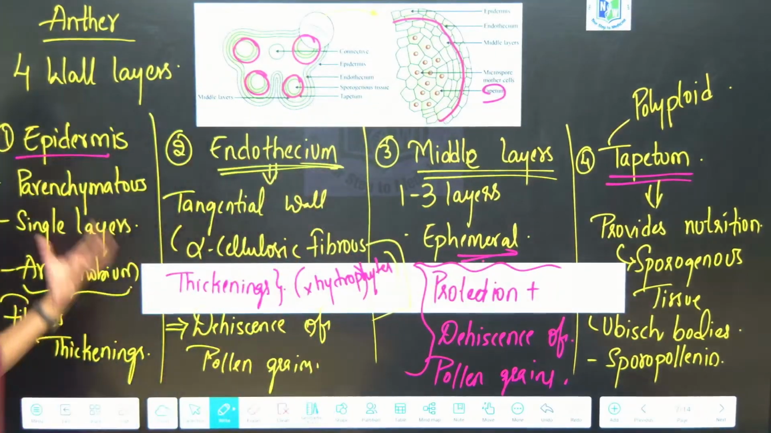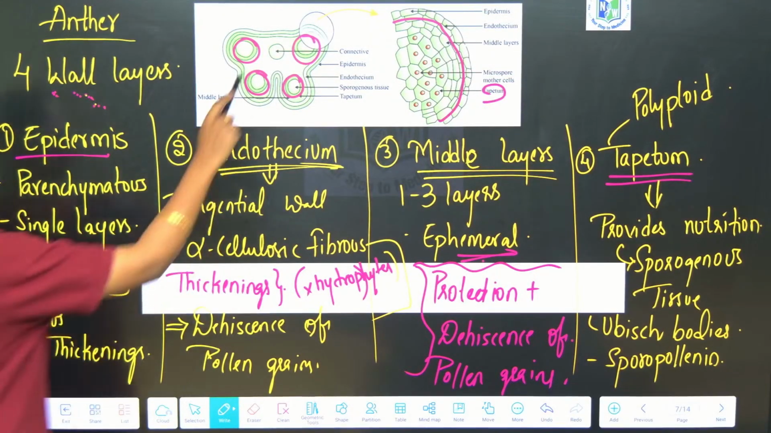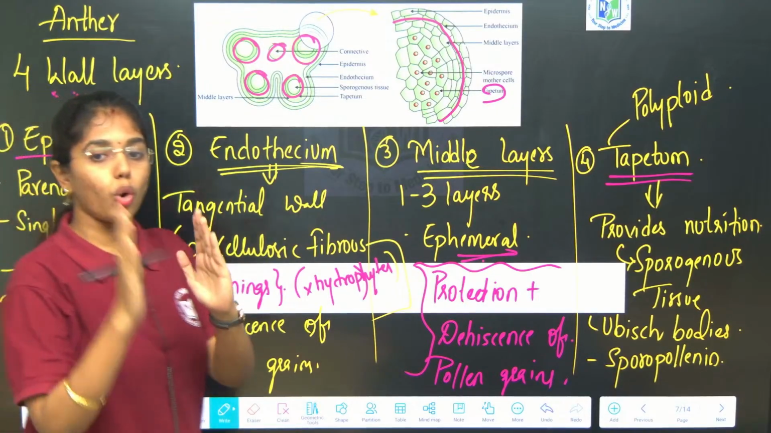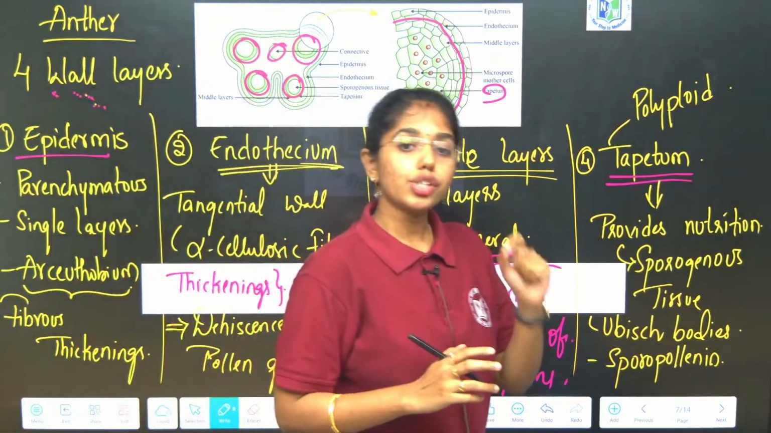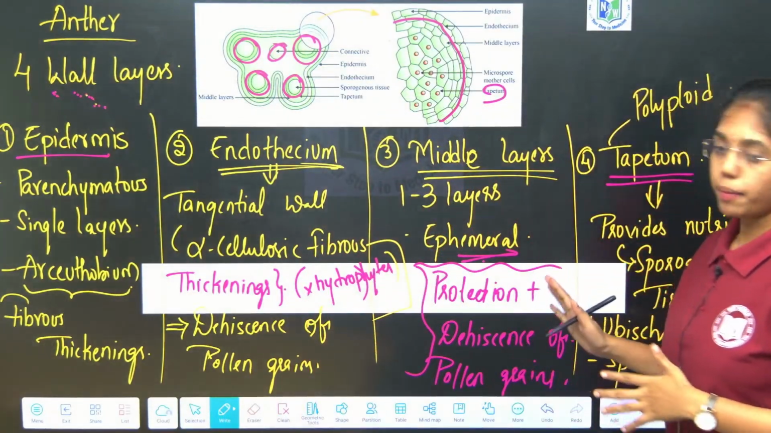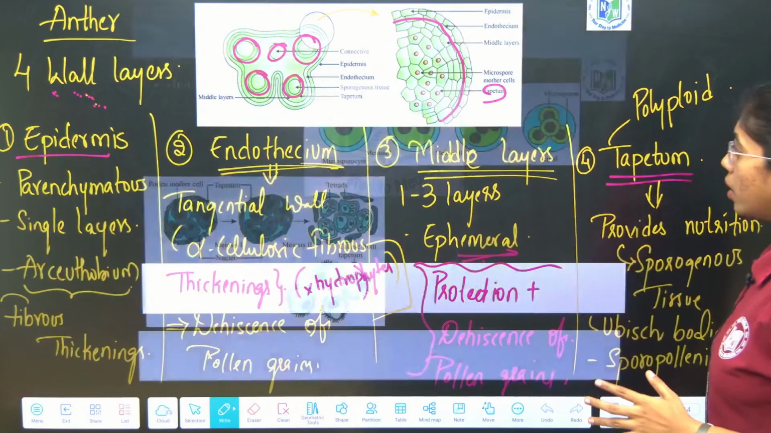This is the complete description of the 4 wall layers of the anther. And I have already told you about the connective tissue, which is present at the center connecting 2 lobes of the anther, which is a sterile vasculated tissue. Clear till here? Any doubts? Clear with the anther wall layers?